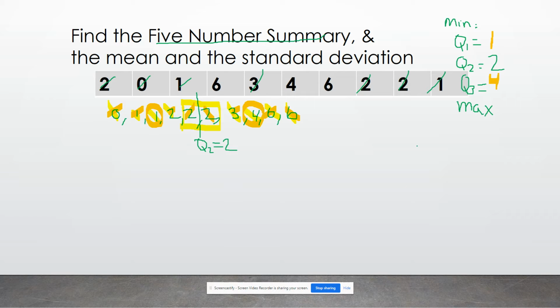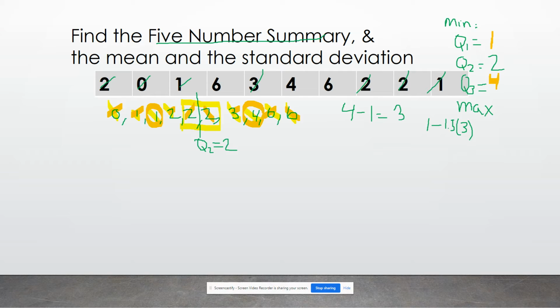All right, so now I need to check to see if I have any outliers. So first thing I need to do is find the IQR. So the IQR is the quartile 3 minus the quartile 1, which is 3. So my IQR is 3. So I take my quartile 1 and I subtract 1.5 times my IQR, which is 3.